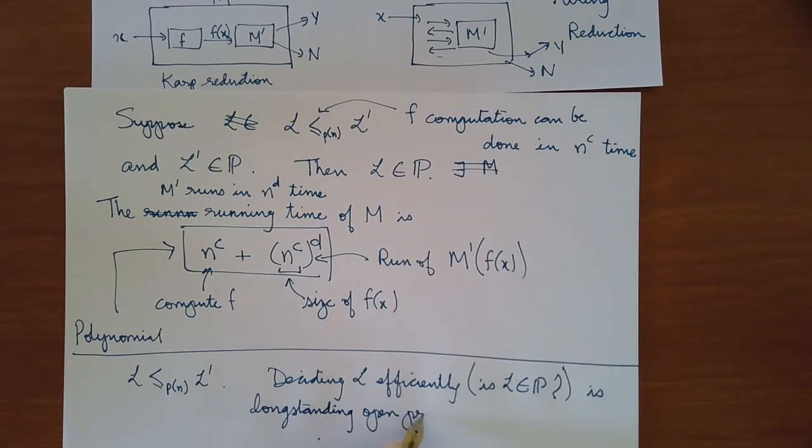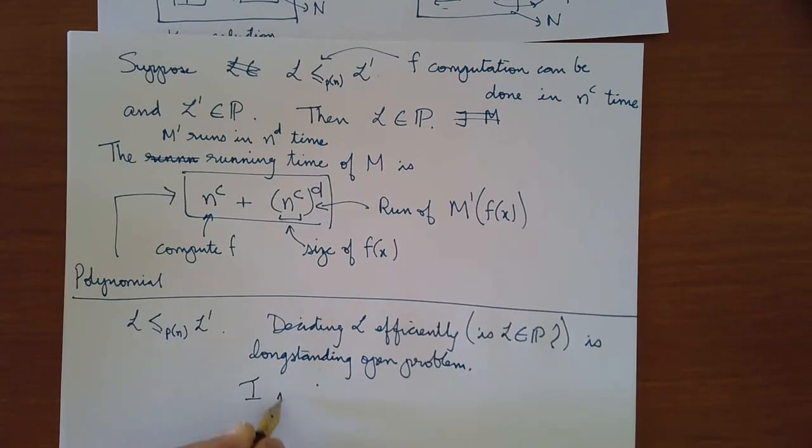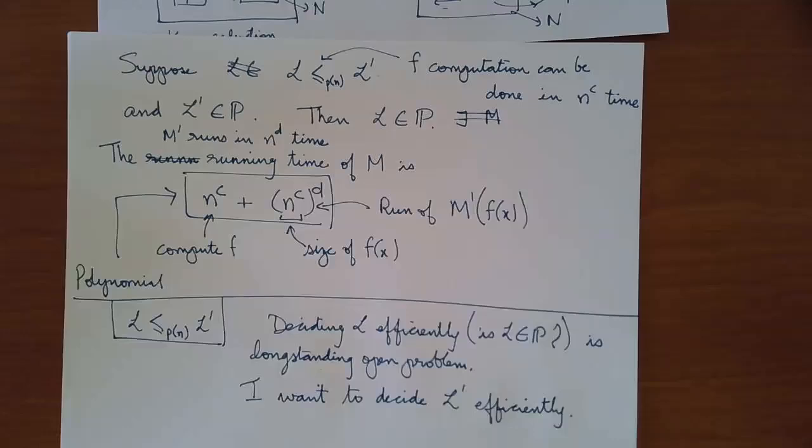Suppose I want to decide L prime efficiently. Then what do I learn from the fact that L reduces to L prime? Does the question make sense? Could you repeat it? Okay.